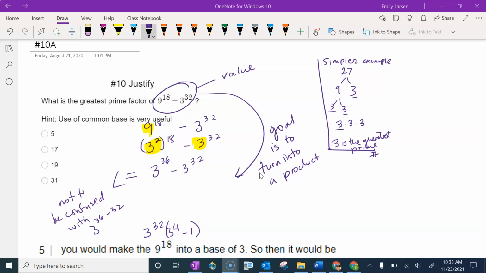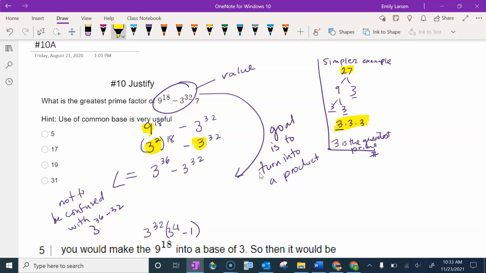So if we take a look at a simpler example, like 27, and we factor it using a factor tree, we can see that we'll end up getting 3 times 3 times 3, which is equal to 27. But even more importantly, you can get a prime factorization, a product where all the factors are prime numbers. And that's great because that's what it's asking you for. What's the greatest prime factor? In this case, it would be 3 because there's no other factor greater than 3.